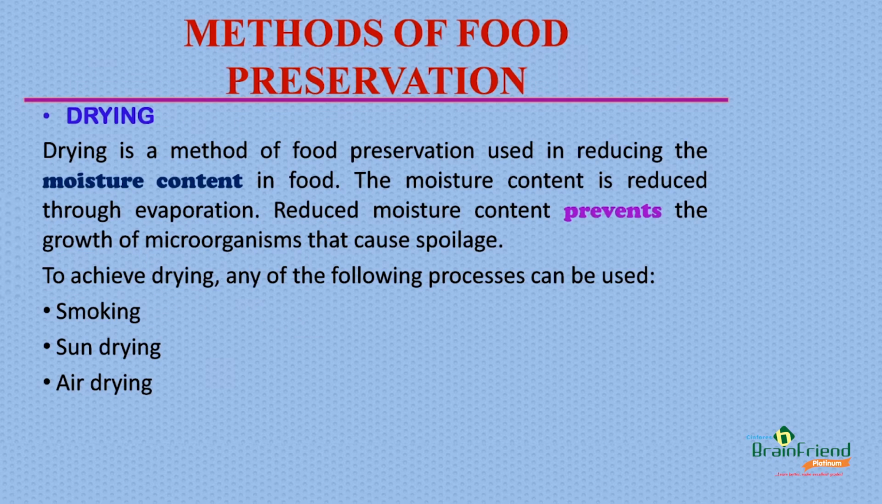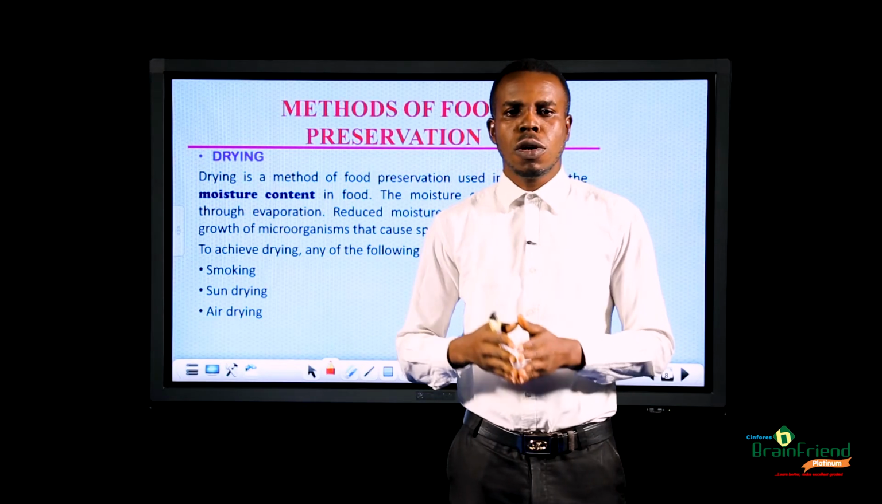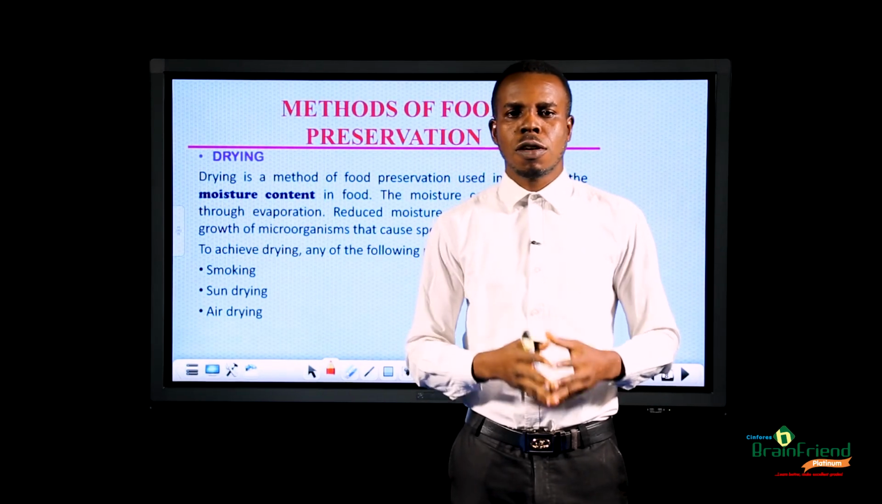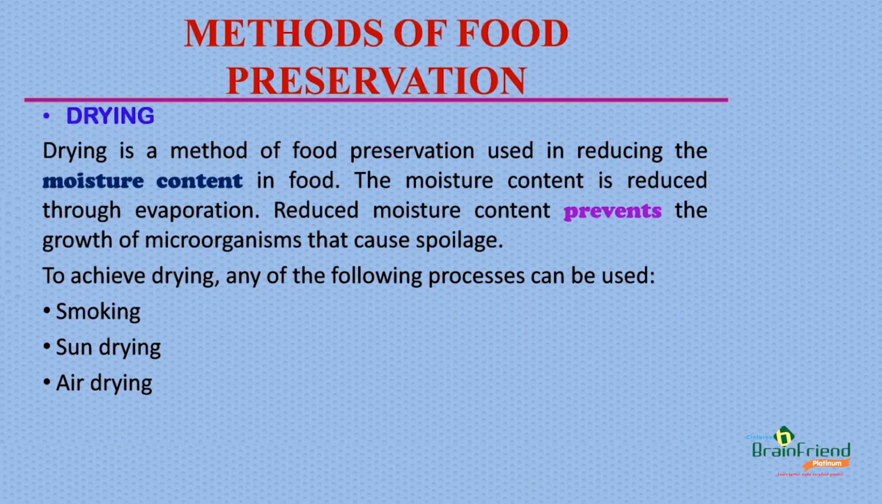Drying is a method of food preservation where the moisture content of food is removed by evaporation. Reduced moisture content in food prevents the growth of microorganisms that cause food spoilage. Drying can be achieved by any of the following processes. 1. Smoking. 2. Sun drying. 3. Air drying. Now, let us look at these processes of drying.